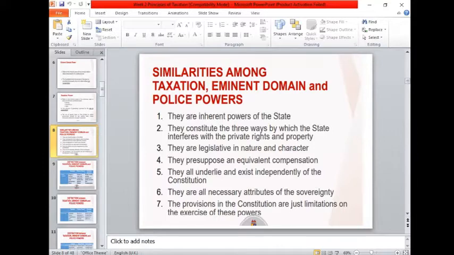The inherent powers also presuppose an equivalent compensation and underlie and exist independently of the Constitution. The similarities of those inherent powers are that they are all necessary attributes of sovereignty, and even with the provisions in the Constitution, these inherent powers have limitations on how they are exercised.